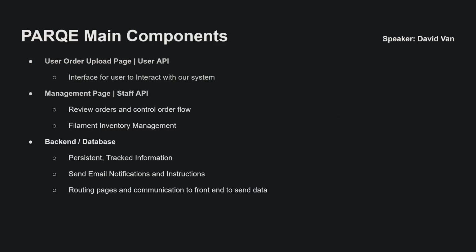And we'll be moving on to our main features. There are three main components for the software. First is our user page, the user order upload page. We also call it the user API. This is where the user uploads their 3D model and interacts with our system.